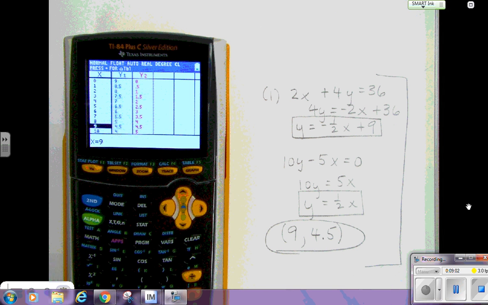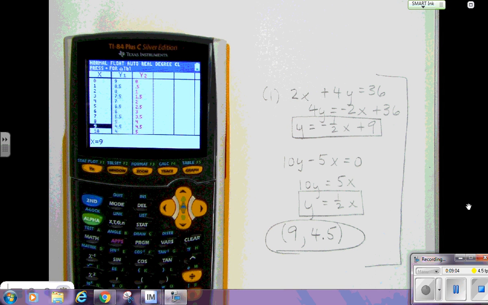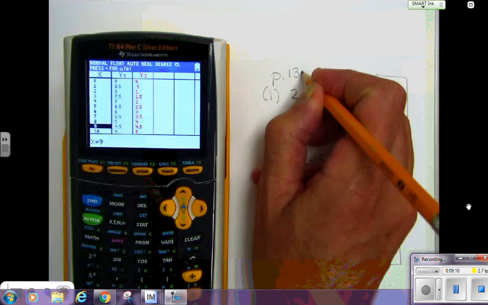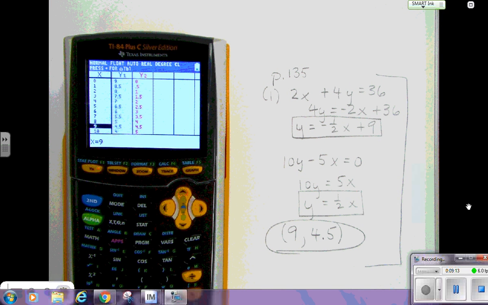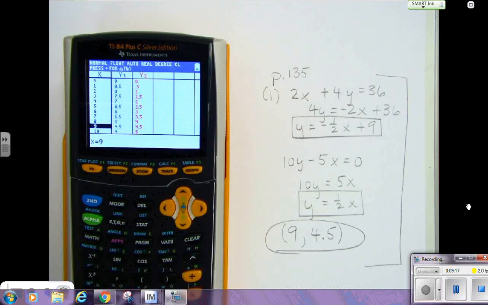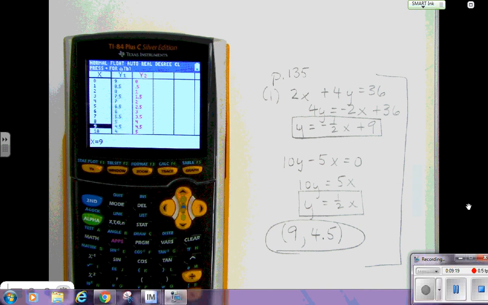Okay, so let's go to the next page, 153 in your book. That was page 135. Now we're going to look at page 153. So this one says use a graphing calculator to solve each system of inequalities. So now we're going to do inequalities.